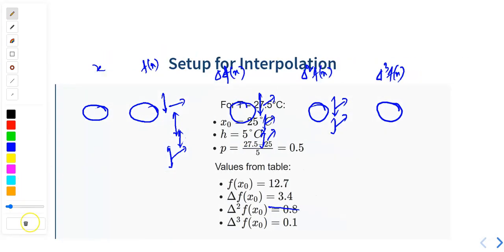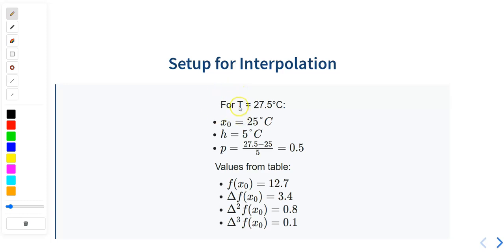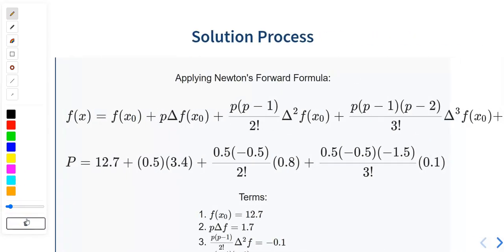Now here, T we already know, as we are going to calculate the pressure at 27.5. x0 is our starting point, that is 25 degrees centigrade. h is the step size, that is 5 degrees centigrade, and p we can calculate as x minus x0 by h. We plug that in and we get 0.5. The values from the table we already know from the previous slide. Now we plug all these values into the formula.